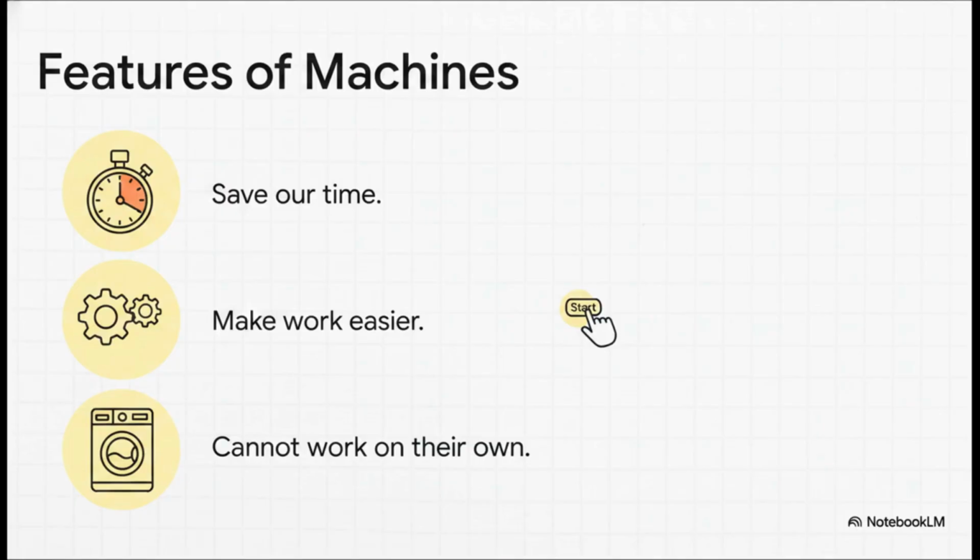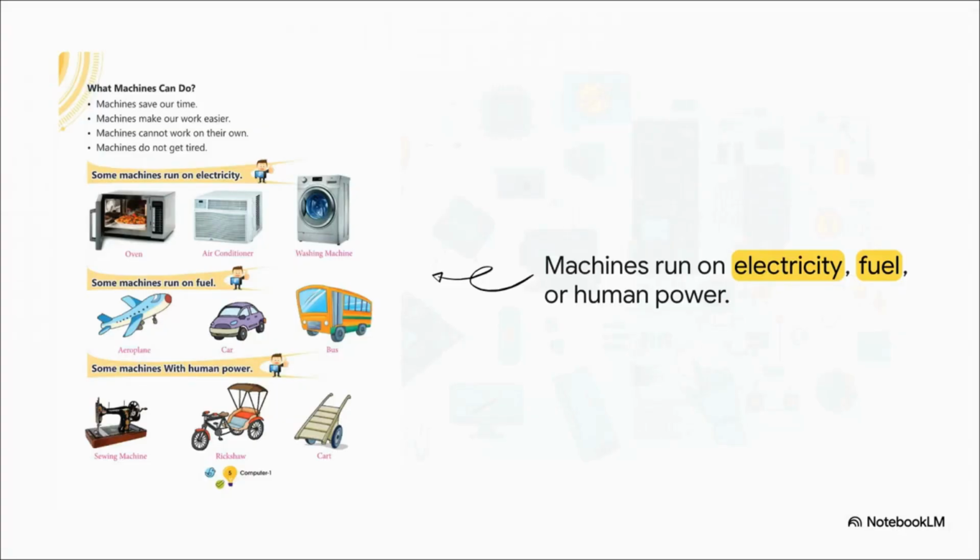Now, here is a really crucial detail to remember. Machines cannot work on their own. They absolutely need us to start them and guide them. But the amazing trade-off is that, unlike us humans, machines do not get tired. You can run a washing machine all day long and it won't ever complain about needing a nap. So how exactly do we get these machines to work?